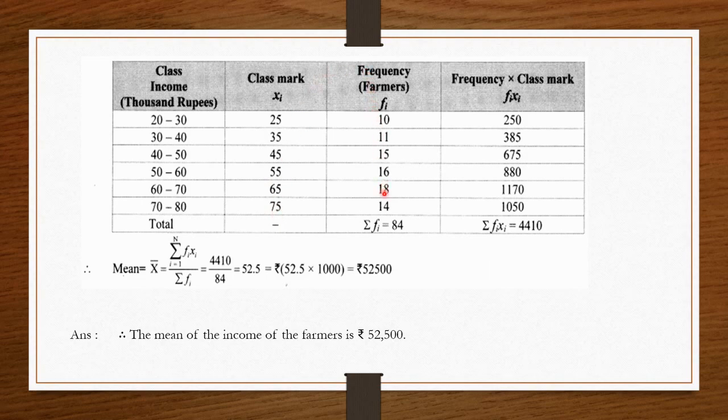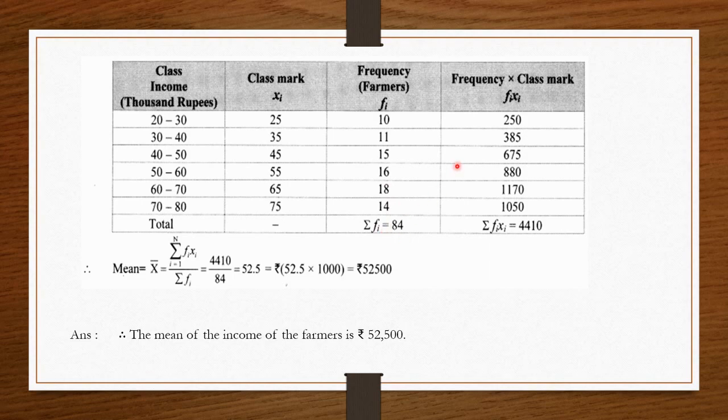First frequency is 10, second one is 11, third one is 15, fourth one is 16, fifth one is 18, and sixth is 14. Last row, sigma Fi is equal to the sum of the frequencies, equal to 84.